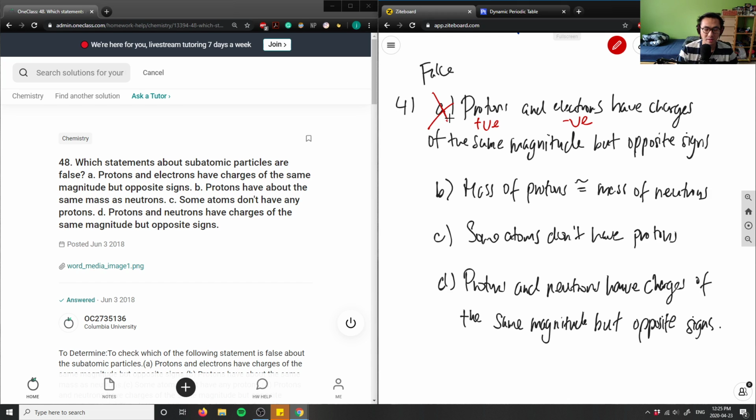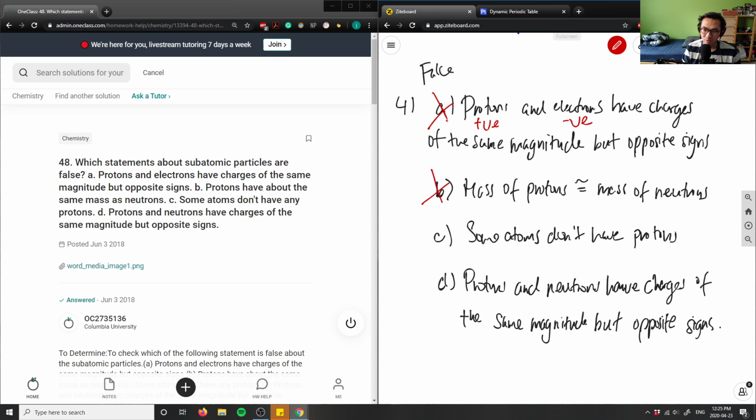So I immediately cancel this. Mass of protons, so let's look at B. Mass of protons is about the same mass as mass of neutrons. This here is also correct, right? When we're talking about atomic mass, we count protons as one atomic mass unit and neutrons as one atomic mass unit, right? So this here is also true, which means this cannot be our answer here.